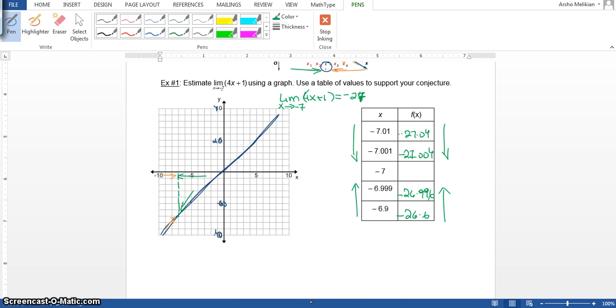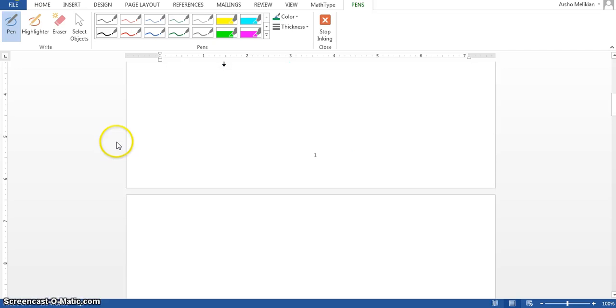Now, if we actually plug in negative 7 into the calculator or into the equation, what does it give us? What value do you get? Negative 27. Okay, now it's irrelevant whether you get a value or you don't get a value. What you care about is that as you approach negative 7, you're approaching a certain value here. And as you approach negative 7 from this end, you're approaching the same value from there. Okay? All right, let's go to the next problem.